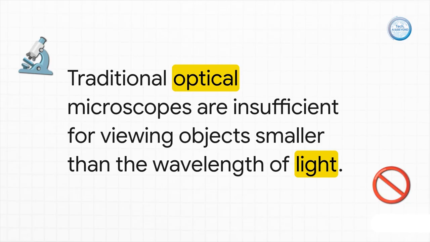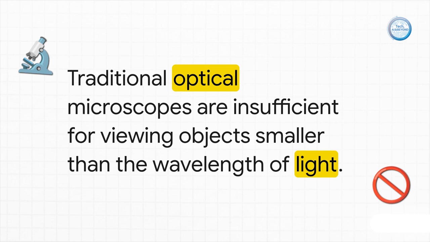This slide states it very clearly. So if light is the problem, what was the solution? What was the big idea that let scientists get around this limit? Well, the breakthrough was realizing we could use particles instead of light waves. Specifically, we turned to electrons.